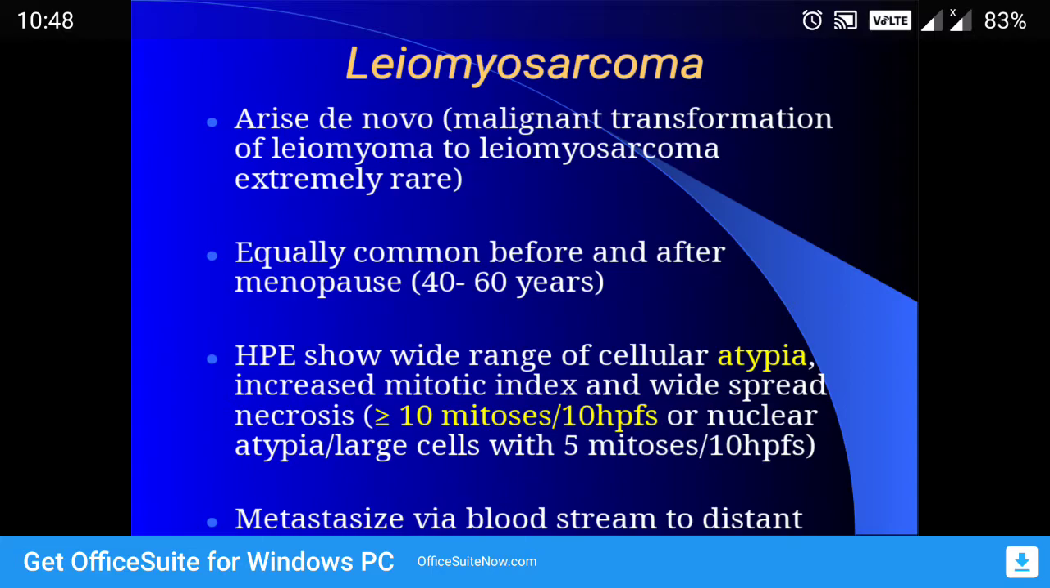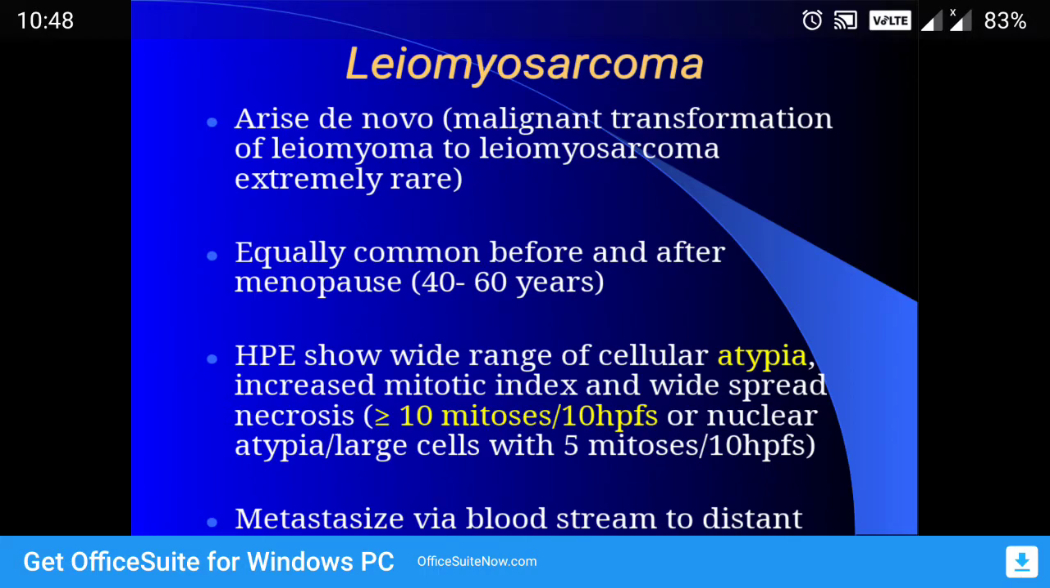Now coming to leiomyosarcoma, the malignant tumor of smooth muscle. Remember, they are usually de novo, that means spontaneous. Malignant tumors arising from leiomyoma, that is benign tumors, are a bit rare. The age group seen is 40 to 60 years.